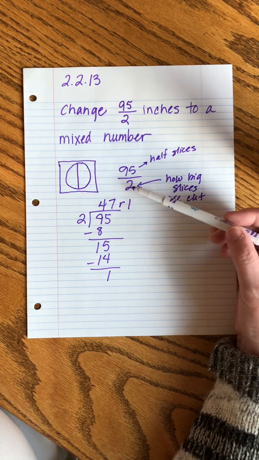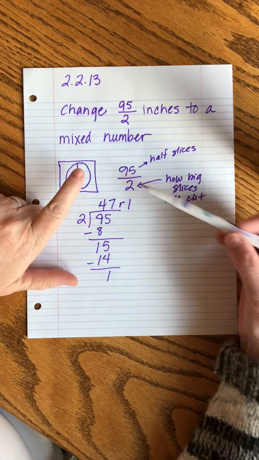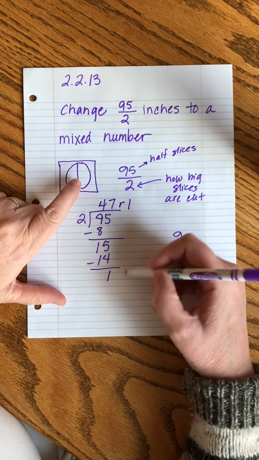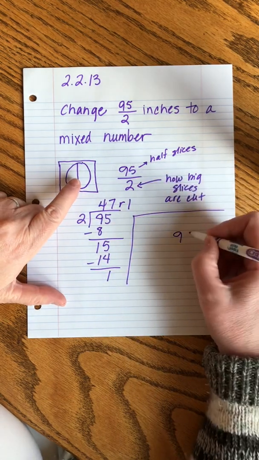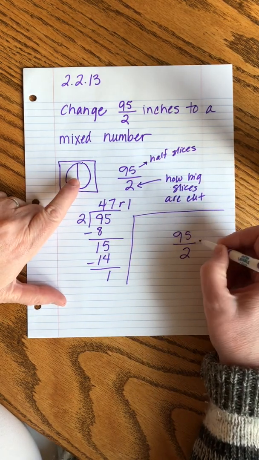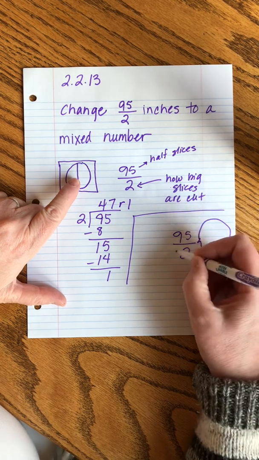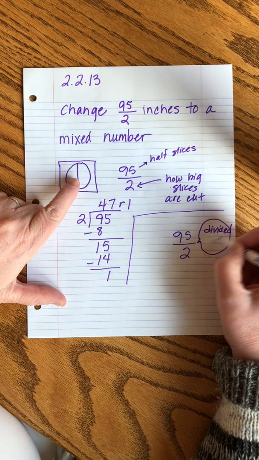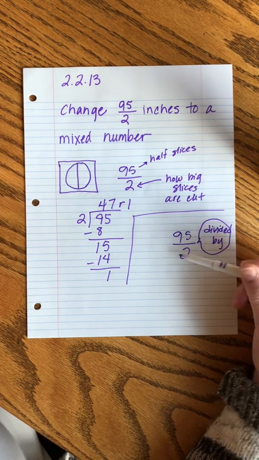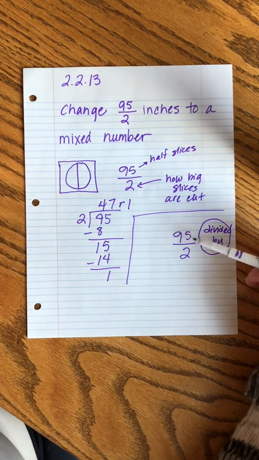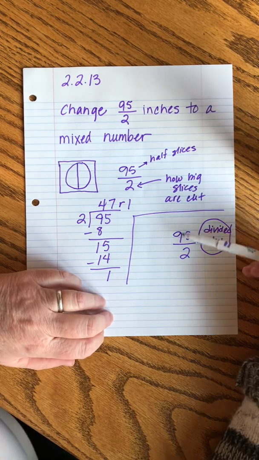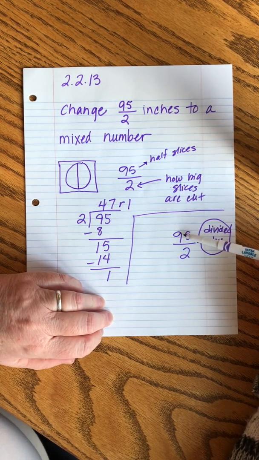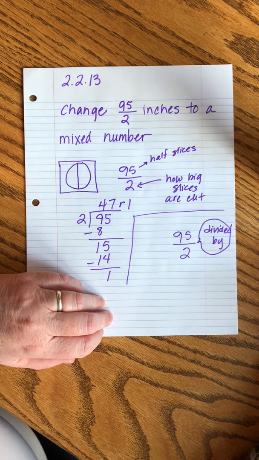Now, if we want to just cut to the chase, I'm going back to the original problem now, 95 over 2. This line always says divided by. We normally read a fraction like this: we say 95 over 2, or we say 95 halves. But we can also say 95 divided by 2.